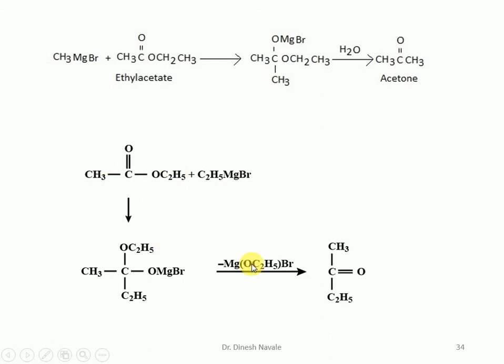This is the mechanism. We can easily see that if we utilize methyl magnesium bromide in the first case, we are going to get the acetone, and in the second case we utilize ethyl magnesium bromide, and we are going to get formation of butanone. So that means our starting material ethyl acetate is the same, but the Grignard reagent has been changed. So as per the requirement for the synthesis of the corresponding ketone, we can change the Grignard reagent and we can get the corresponding aldehyde or ketone as the product.